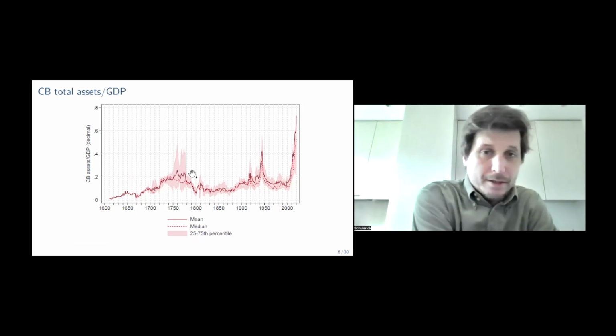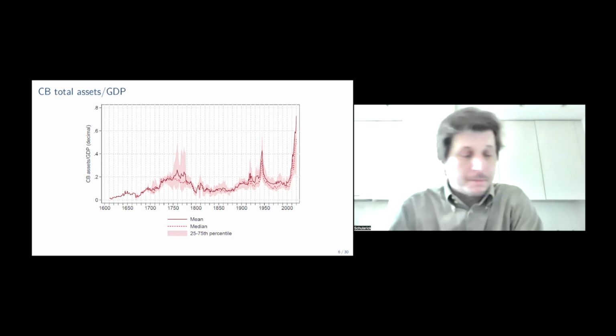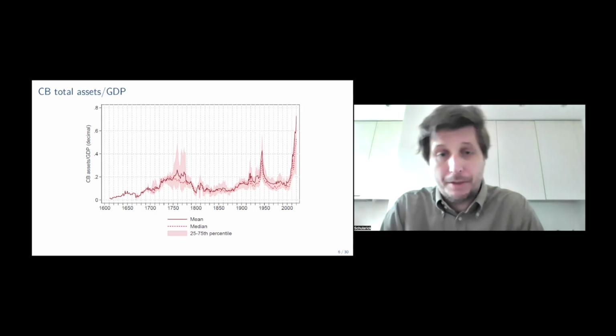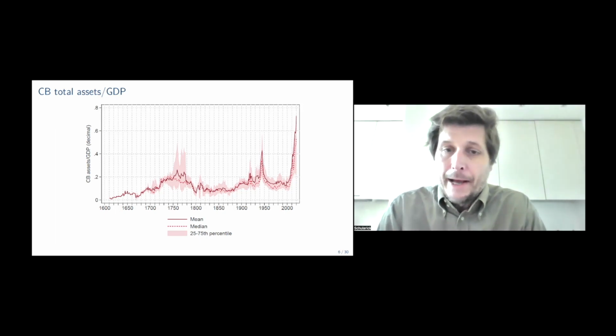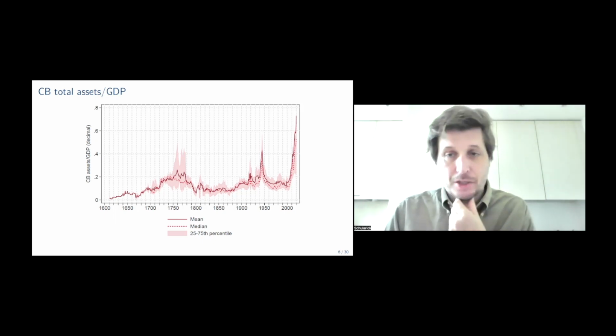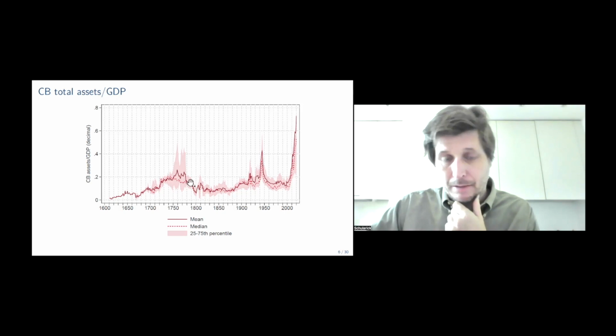Let's look at some long-run trends, and then come to the economic analysis in greater detail. So this is central bank total assets over GDP for all of these countries. You have a mean, a median, and an interquartile range. Very clear message. If you look at the right-hand side of this chart, in terms of the size of central bank balance sheets relative to the size of the real economy, we are in uncharted territory. We have surpassed both the late 18th century wartime levels and also the First and Second World War involvement of central banks with the economy.